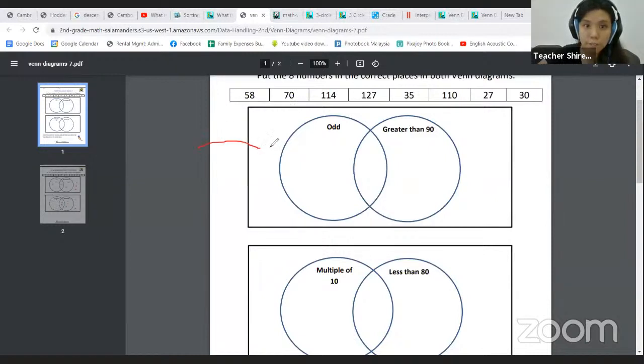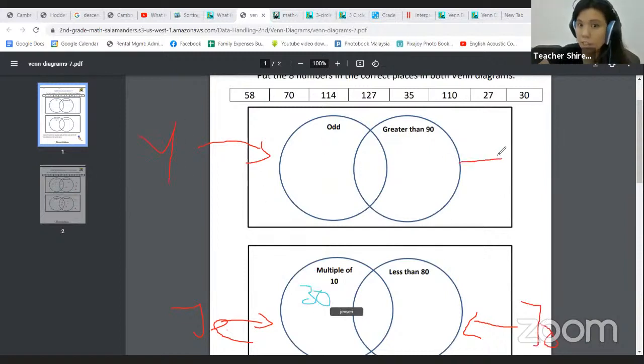Let's have Jensen and Joanna, sorry. Jensen and Joanna, do the one that you need to think. Yuna and Harold. Okay, go ahead, write on the screen.